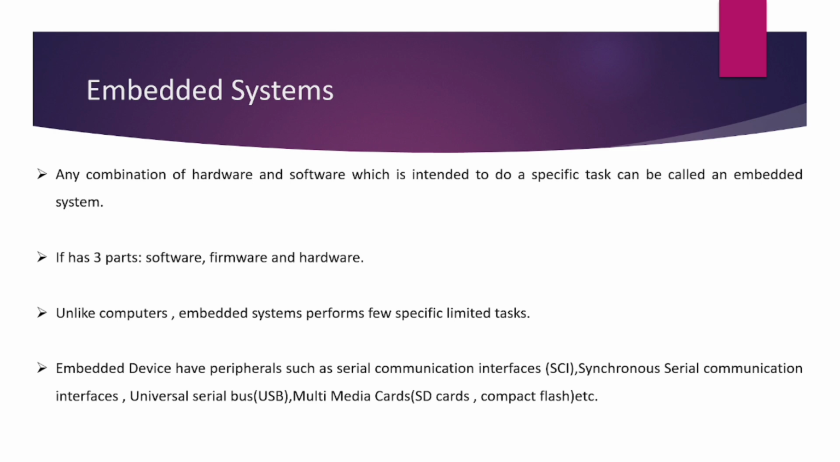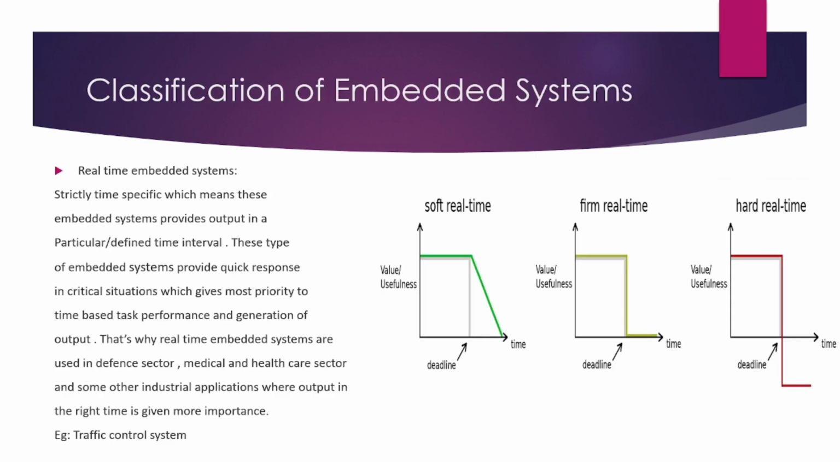Unlike other computers, an embedded system performs a few specific, limited tasks. Embedded systems have peripherals such as serial communication interfaces, synchronous serial communication interfaces, universal serial bus, and many more. Classification of embedded systems: we mentioned three main important classifications among embedded systems.